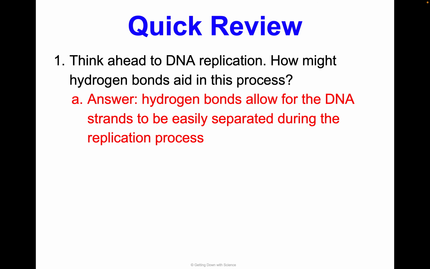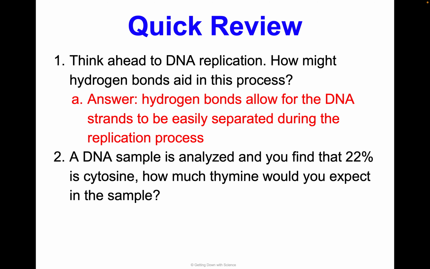Boom! Hydrogen bonds allow for the DNA strands to be easily separated during the replication process. So, piece of DNA, 2 strands, held together by hydrogen bonds. If we are unzipping the DNA one at a time, it's easy to break apart, but if we try to rip it all at once, it's going to be tough, right? So these are easily separated because of these hydrogen bonds. We just sort of unzip the whole thing.